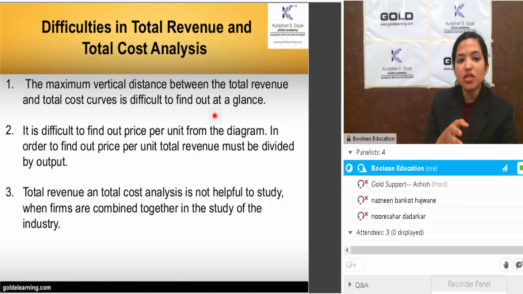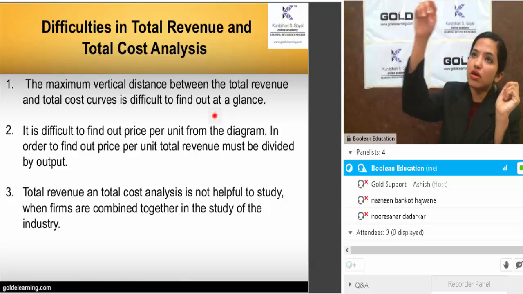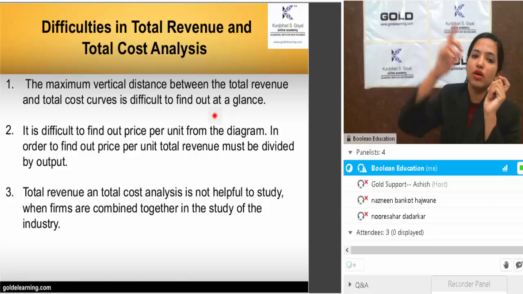So what are the difficulties using this particular total revenue and total cost analysis? What are the difficulties in this? The maximum vertical distance between the total revenue and total cost curve is difficult to find out at a glance. So when you just look at the diagram, you are given a total cost curve and a total revenue curve.